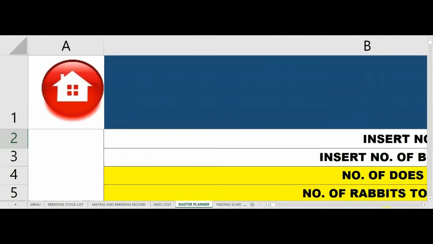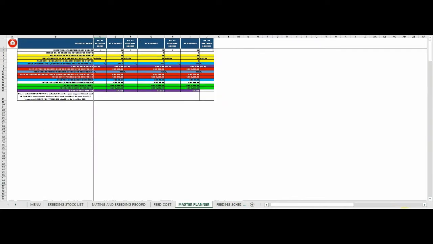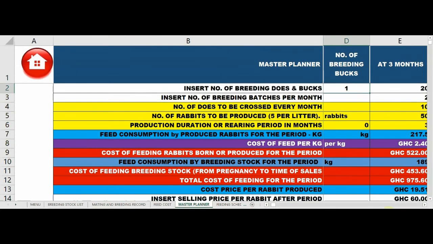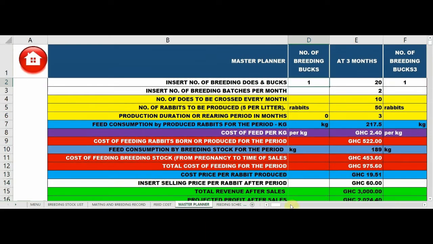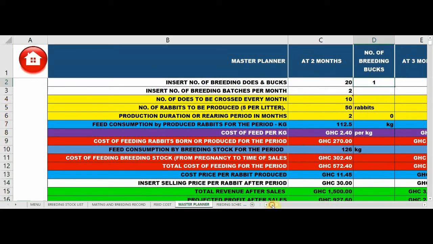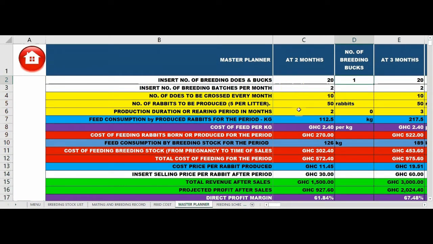Sorry for this. Okay, let's say 150 will be okay. Good. So at 2 months, the cost of feeding rabbits born or produced for that particular month is 270 cedis. Then the cost of feed consumption by breeding stock. This includes all your 20 does and then one buck. It's important you include all, so that you know how much profit you are expecting for the period.